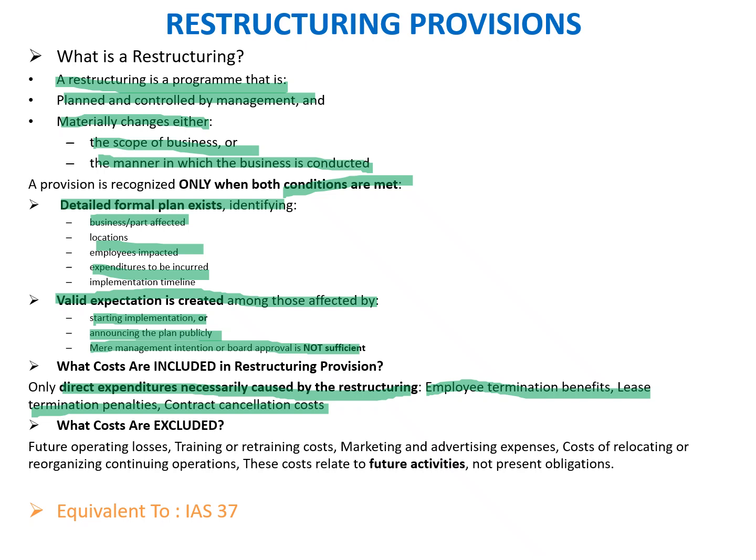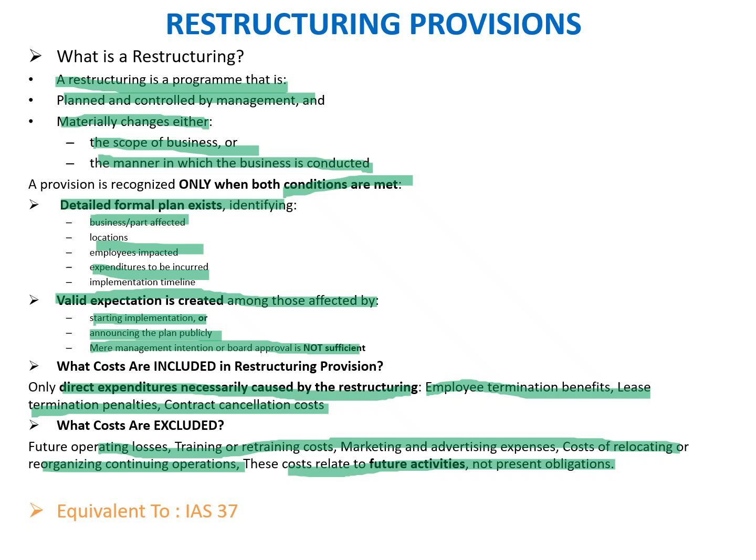And all these costs which need to be paid out as a part of the restructuring need to be provisioned off. What costs are excluded? So future operating losses, training or retraining costs, marketing and advertising expenses, cost of relocating or reorganizing the continuing operation. Those costs relate to the future activities and not the present obligation.